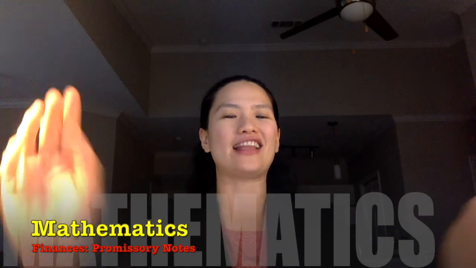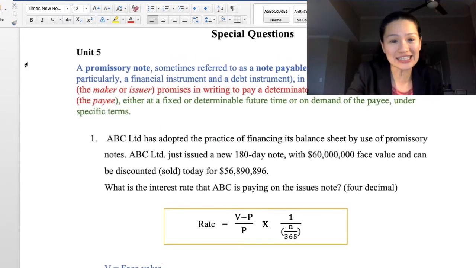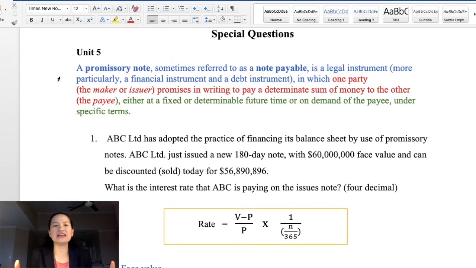Okay, let's see here. I teach you how to find the rate for a promissory note. Well, if you search on the internet for the meaning of promissory note, you might find that it's like a note payable. It is a legal instrument in which one party promises in writing to pay a determinate sum of money to another. And it's like a fixed, determinable future term or demand of the payee under the specific term.